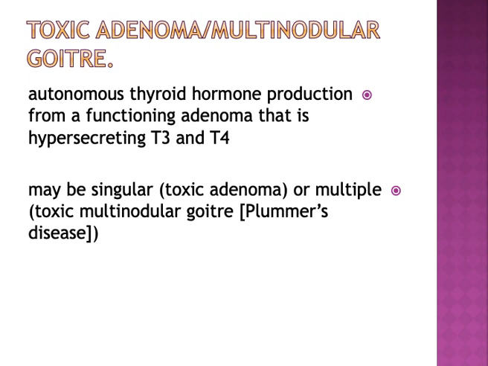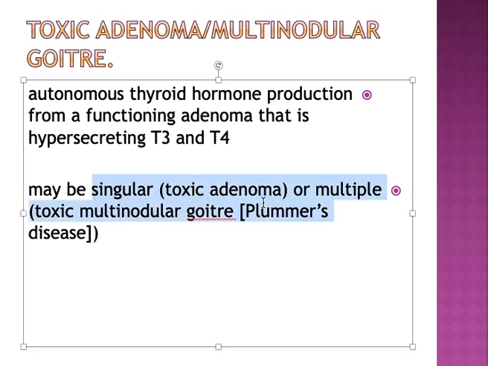Okay, it could be a single toxic adenoma. It could be multiple, like too many nodules. In that case, it is called multinodular goiter. And whenever there are multiple nodules, we also call this condition Plummer's disease. This is the other name of this condition. Not so important, not so high yield from different exams' point of view, but you can say another extra piece of knowledge. So I'm not going to go into detail of that again.